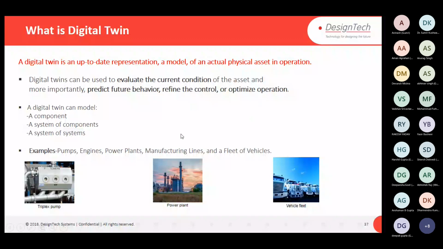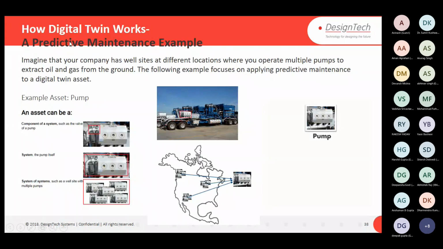So it is very helpful. We can create a digital twin of a component, a system of components, or systems of systems. So it has wide applications. It could be used to evaluate the current condition of an asset, predict future behavior of the component, refine the controller, or optimize the operations. For example, this is one application of a digital twin. It could be used for predictive maintenance. What is meant by predictive maintenance?